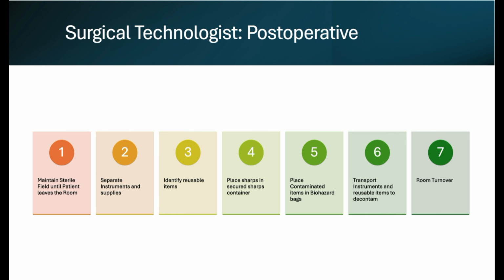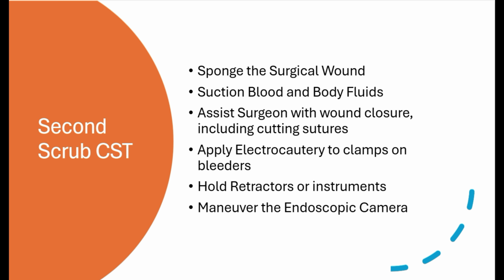So then in the room, you can also have a second scrub, which will be a CST. This is not a guaranteed thing, and there's a lot of times that someone may not be available. But in the case that you do have a second scrub CST, their responsibilities include to sponge the surgical wound, suction blood and body fluids, assist your surgeon with wound closure, including cutting sutures, apply electrocautery to clamps on bleeders, hold retractors or instruments, and maneuver the endoscopic camera.